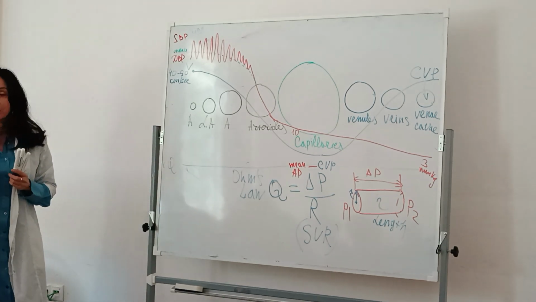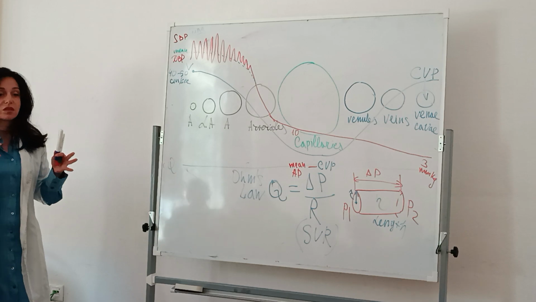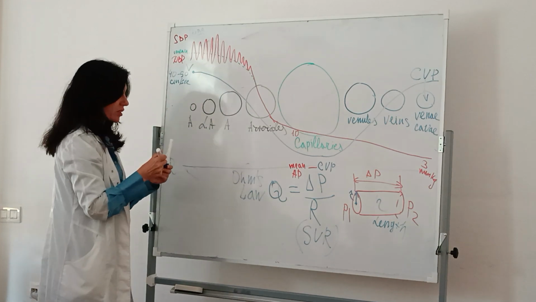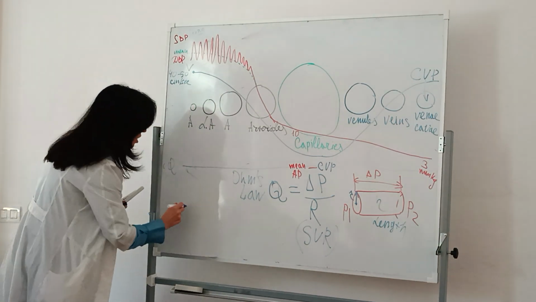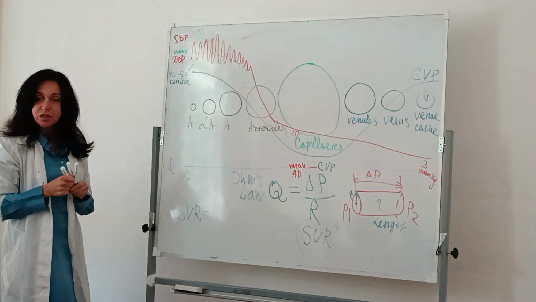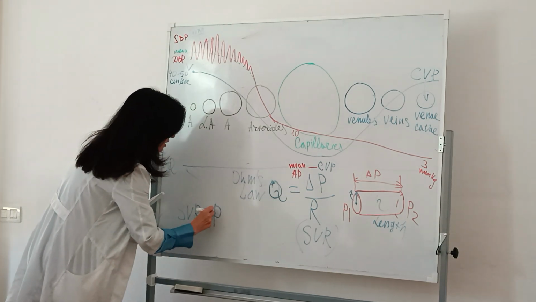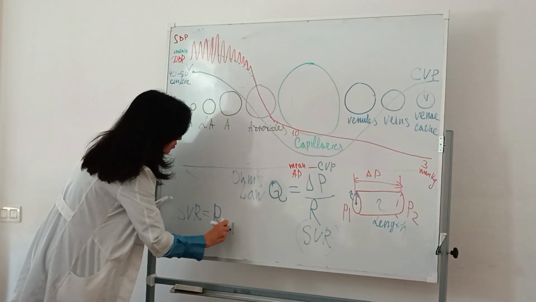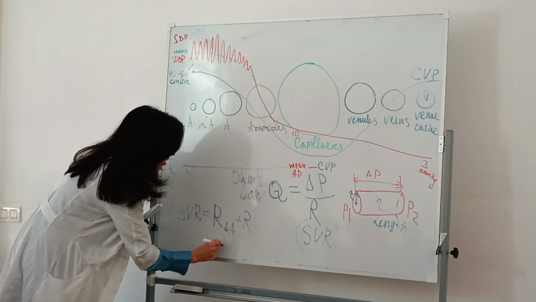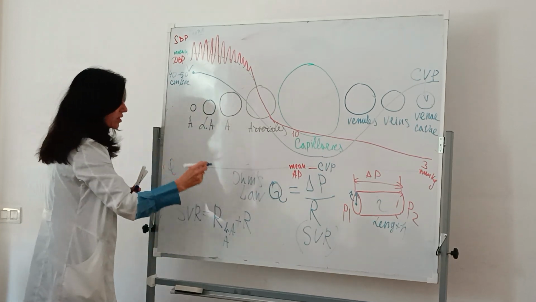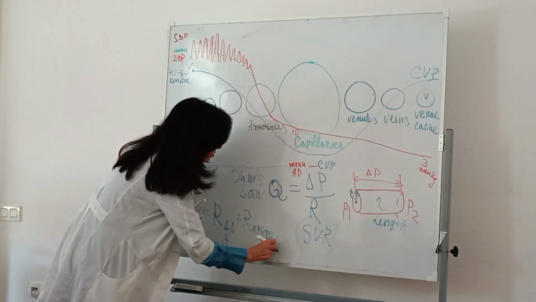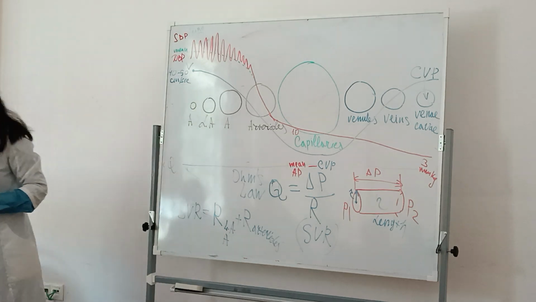The aorta is a short blood vessel. It doesn't have some big arterioles on it. So usually the equation for systemic vascular resistance in systemic circulation will be so: systemic vascular resistance equals the summation of resistance of large arteries, plus medium arteries, plus resistance of arterioles, plus what will be next?